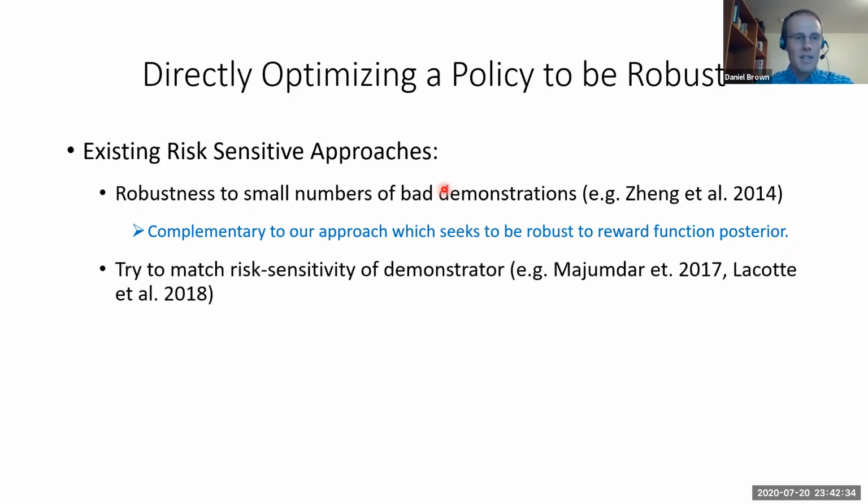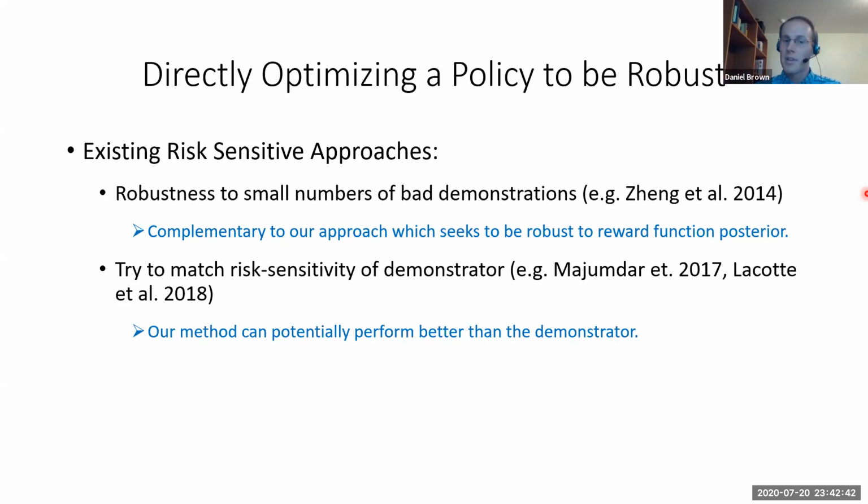in the demonstrations. There's also work that tries to match the risk sensitivity of a demonstrator. Our method that we're going to propose could potentially perform better than the demonstrator, rather than using kind of a GAN style approach that tries to directly mimic the demonstrator. We're going to look at ways that we can perform robust optimization given this posterior, and potentially use the demonstrator as kind of a baseline from which we can try and perform potentially better.